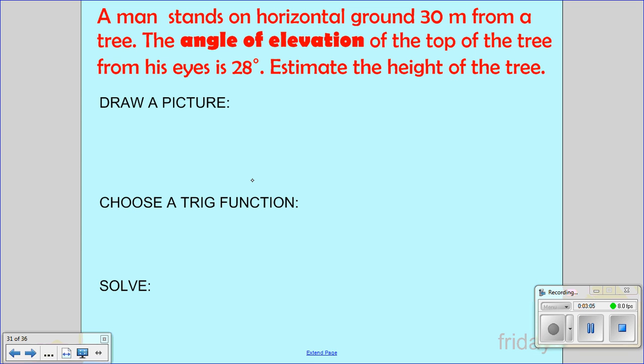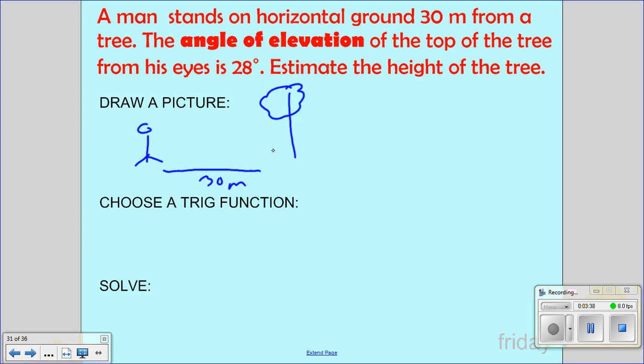So we have a man standing on horizontal ground 30 meters from a tree. Let's draw my man. That represents the horizontal distance, and then we're going to have our tree here. I'm going to label this 30 meters because that's how far the man is standing from the tree.